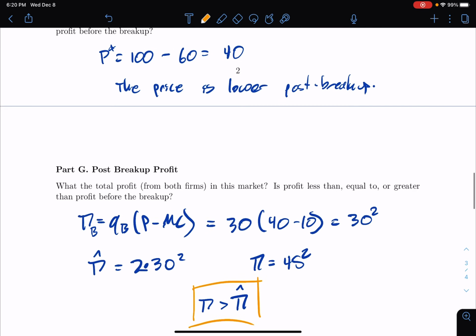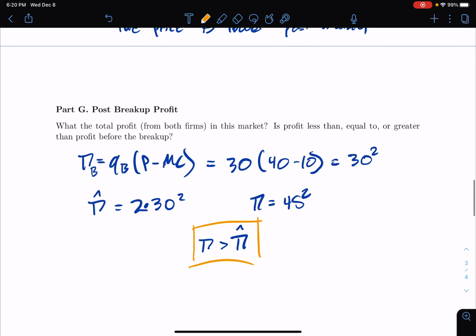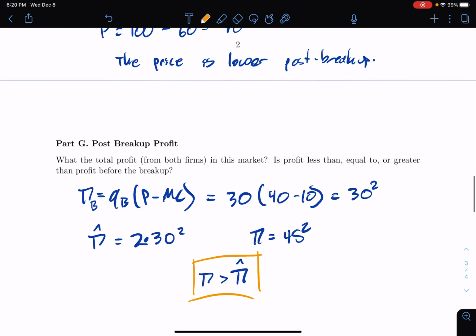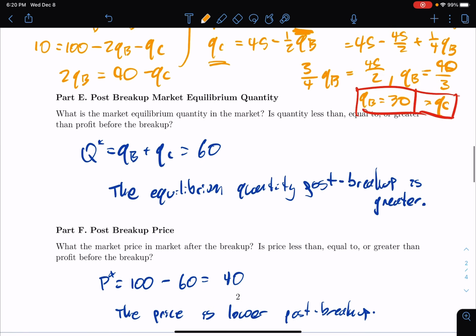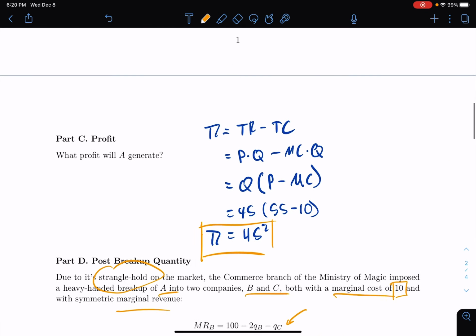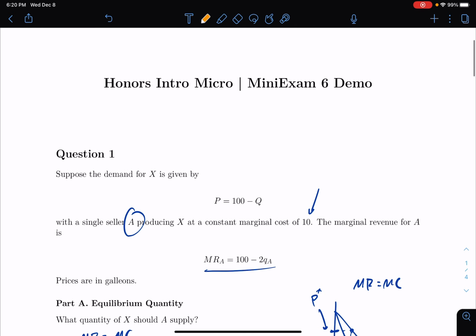Okay, so we haven't discussed welfare, but that's definitely something we could do if we were asked. Okay, so we'll leave it there. This is the parts of MiniExam 6 demo. I will see you all in class.